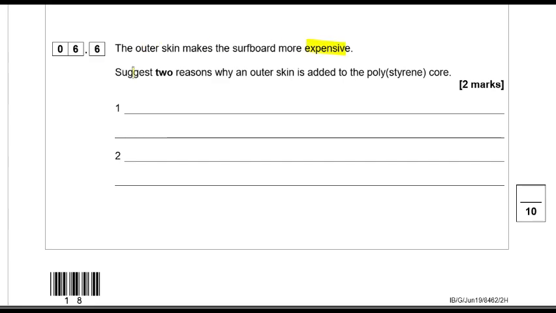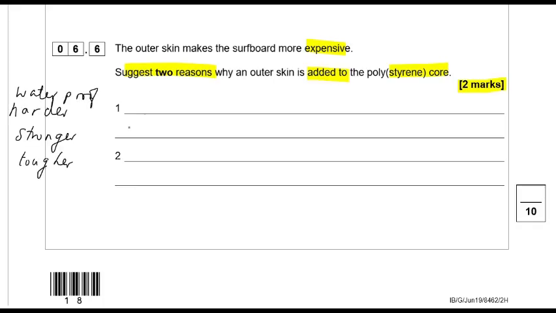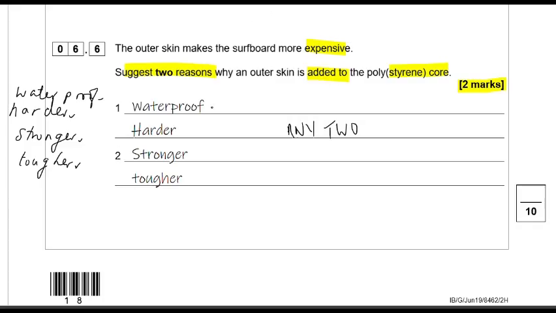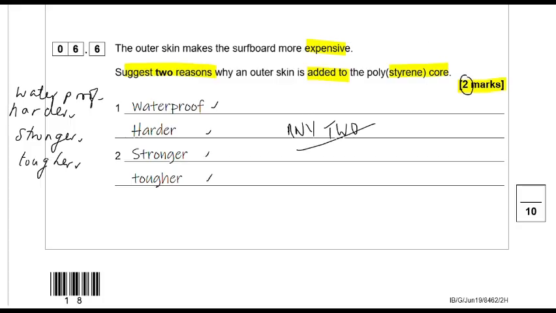6.6. The outer skin makes the surfboard more expensive. Suggest 2 reasons why an outer skin is added to the polystyrene core for 2 marks. Now you've got some factors here. What do you want a surfboard to be? You want it to be waterproof, you want it to be hard, you want it to be strong and tougher. But note these words are comparatives: harder, stronger, tougher. So you've got some choices here. Any 2 of those gets you 2 marks.